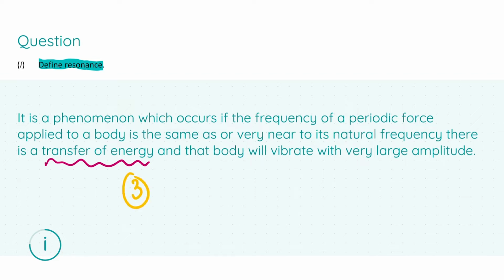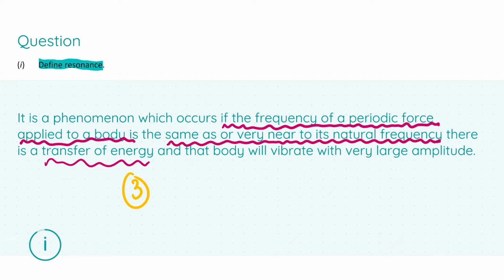Now, where are your other 3 marks coming from? Well, if you say something like that it happens between 2 bodies of the same natural frequency, or in my case, if you say if the frequency of a periodic force applied to the body is the same as or very near to its natural frequency, both are synonymous with one another. Perfect answers and you'll get your other 3 marks, giving you 6 out of 6.